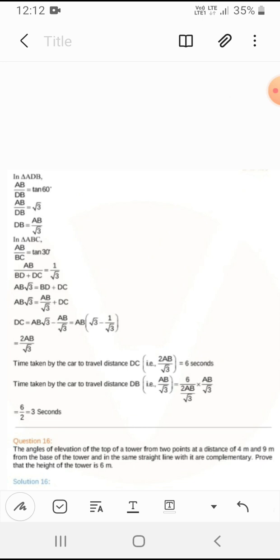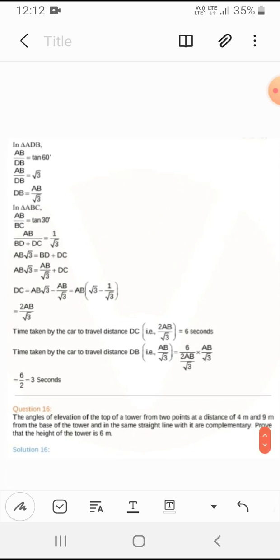When we solve, we get AB by BC is equal to tan 30, so AB by (BT plus BC) is equal to 1 by root 3. So AB by root 3 is equal to BT plus BC. When we solve all this, we get 2AB by root 3 minus 1 by root 3.